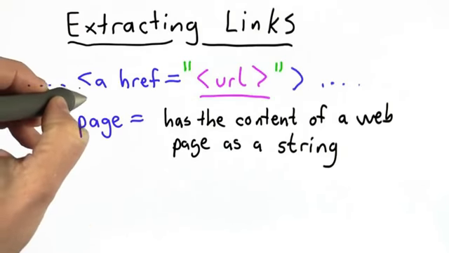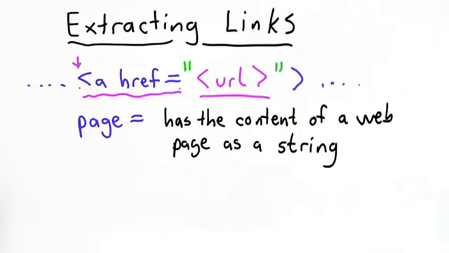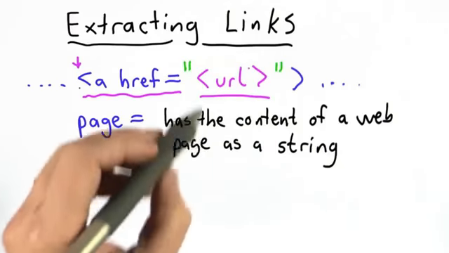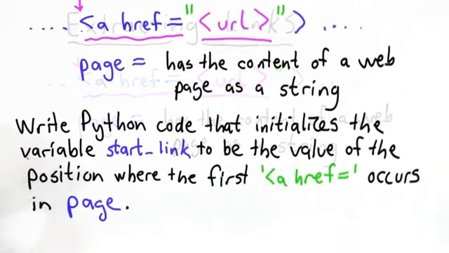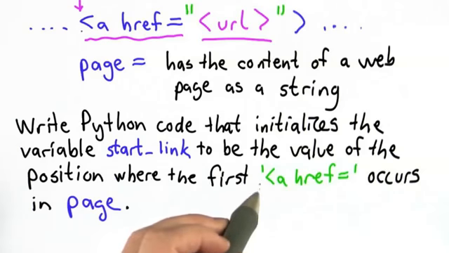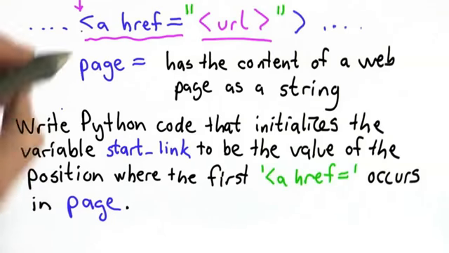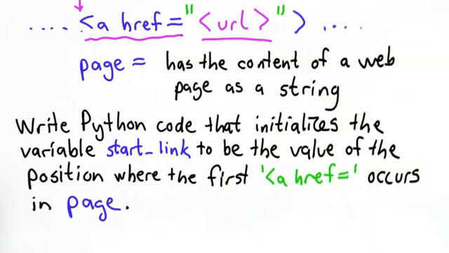So what we want to do is find the start of the link. We want to find where we have the href equals. We can't just look for the first string we find, because there are lots of other strings in the page that aren't URLs. So I think you know enough to do that, so we'll make it a quiz. Your goal for this quiz is to write some Python code that will initialize the variable start link to be the value of the position where the first href equals, so the first tag that starts a link, occurs in page. So you should assume that page starts with the content of some web page, and what we're doing is looking for the place where the first href equals occurs, and that's the first link on the page.